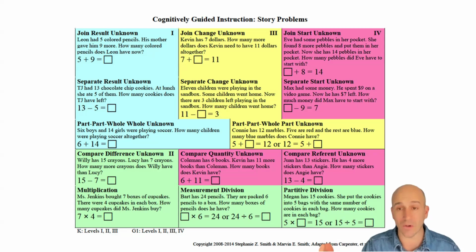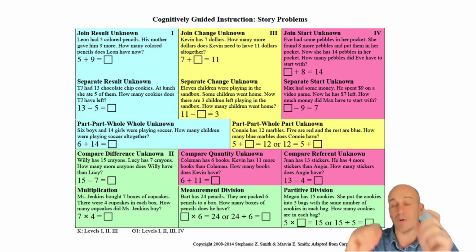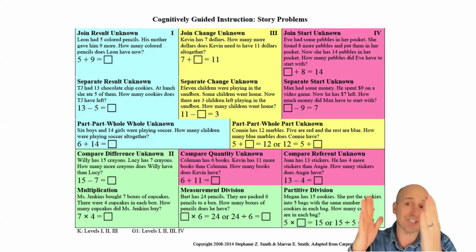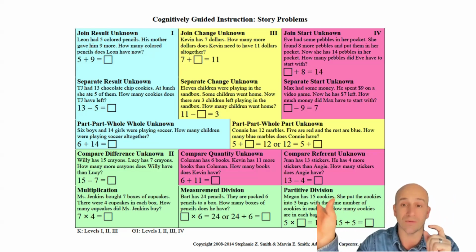Moving up in difficulty, even though they might seem like simpler, more straightforward problems from a math standpoint, are the change or part unknown problems. So you'll see in yellow, that's Roman numeral 3. Well, let's look at the join change unknown problem at the top. Kevin has $7. How many more dollars does he need, because Kevin needs to have $11 altogether? You're missing the middle variable, right? You know what you started with. You don't know what the change is, but you do know the total that you arrived at.